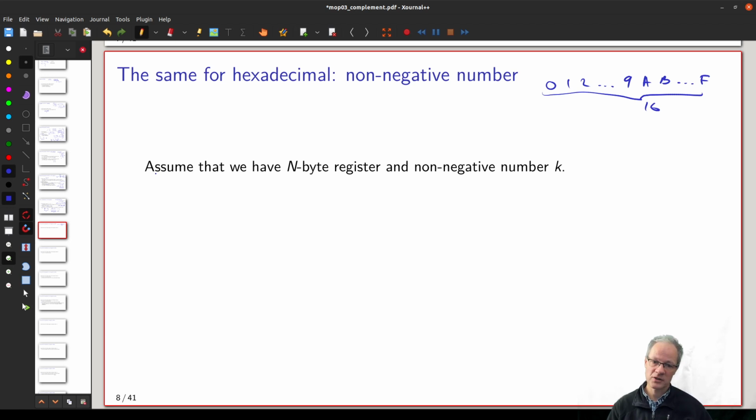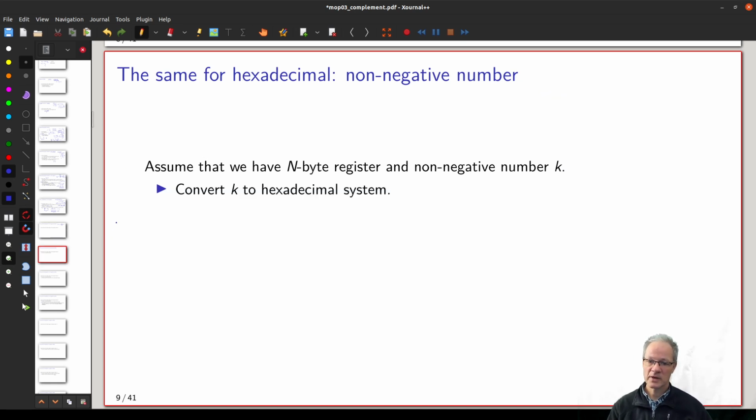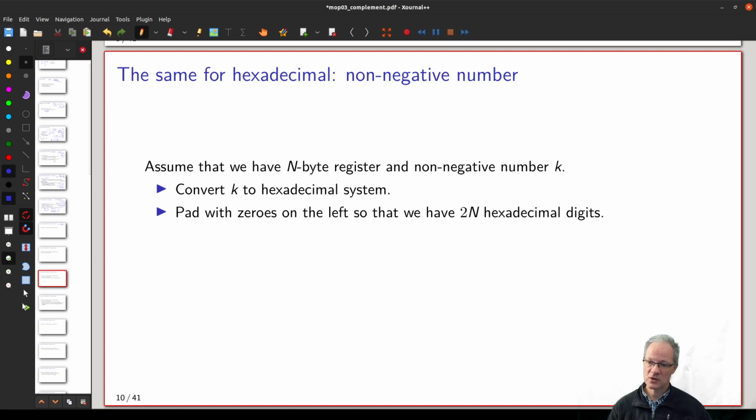By definition, let's start with the assumption that we have an n byte register, and we have a non-negative number k, because it could also be zero. How do we convert it to 2's complement? Convert it to the hexadecimal system, and pad it with zeros on the left so that we have 2n hexadecimal digits. So if we have, let's say, 12 in hexadecimal, and we want n equal to 2 bytes, which is 16 bits, then we need to pad it with zeros from the left, and that's how we get 16 bits.